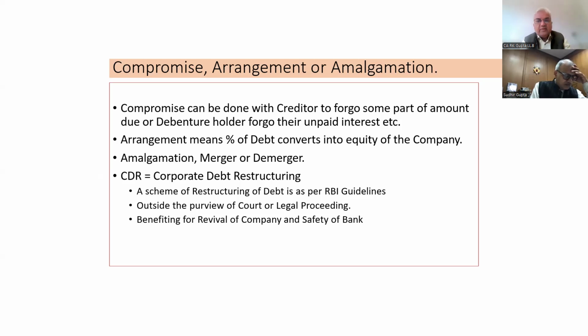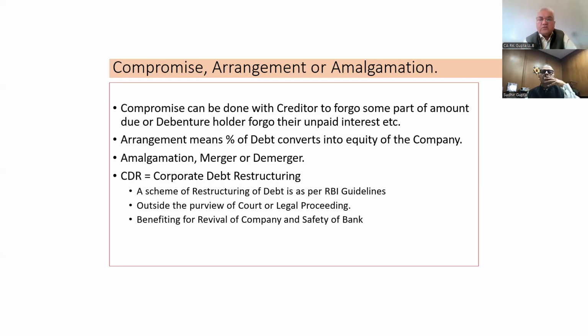Compromise can be done with the creditors. Basically, compromise means agreeing to accept something less than what is due. So compromise can be done with creditors to forego some part of the amount due, or debenture holders forego their unpaid interest. What is the meaning of arrangement? Arrangement means the percentage of debt which is converted into equity shares of the company. And amalgamation includes merger or demerger.